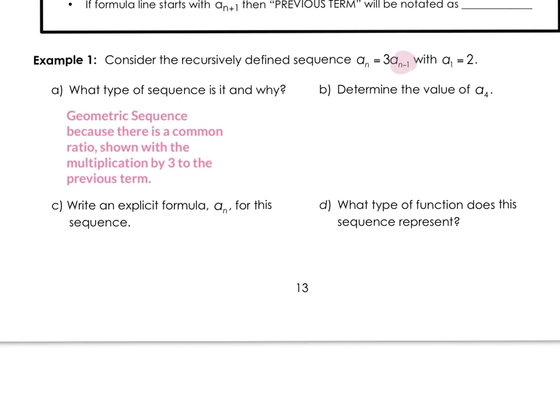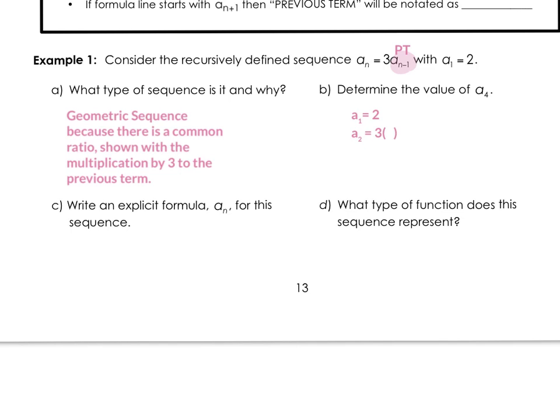Now, if they want us to determine a sub 4, in order to find a sub 4, I would need the previous term, which would be a sub 3. But to find a sub 3, I need a sub 2, and that keeps going backwards. So I'm going to write out a sub 1 equals 2 first. Now I'll try to find a sub 2. Remember, I'm going to put that PT above previous term, and I'm going to replace it with parentheses in my equation. Then in place of the parentheses, I'll put the previous term.